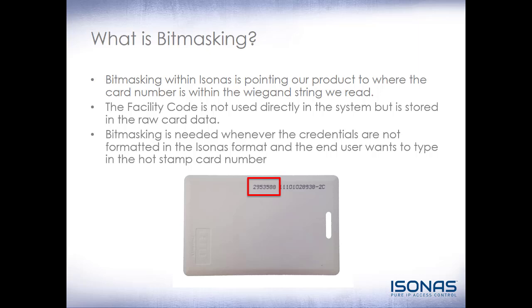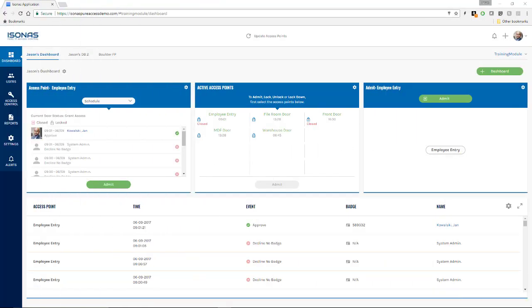Let's jump into Peer Access and see how we configure this. Let's take a look at our tenant. All the credentials that we've enrolled so far are Isonas credentials, meaning that we don't have to worry about the bitmasking. Let's say this customer goes out and purchases some of their own cards. So they've used up all the Isonas cards they purchased, and they decided they would save a few dollars by just purchasing some HID cards somewhere online.